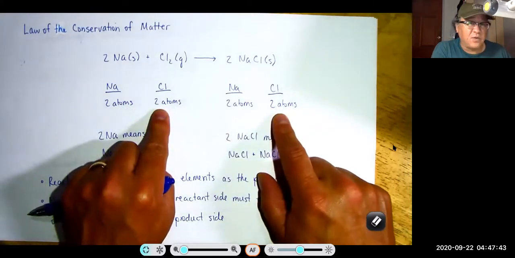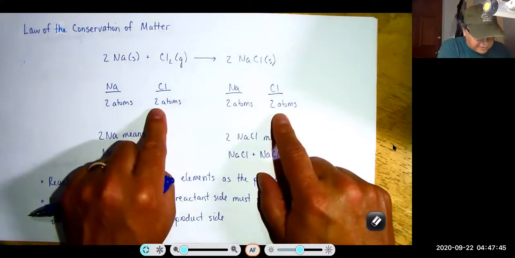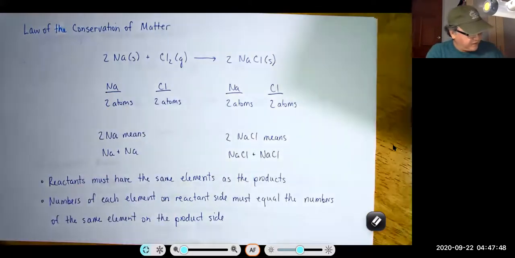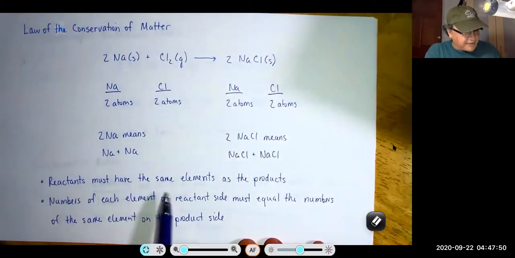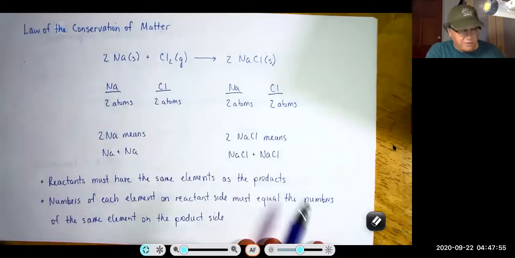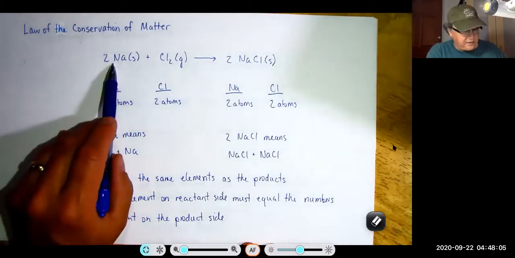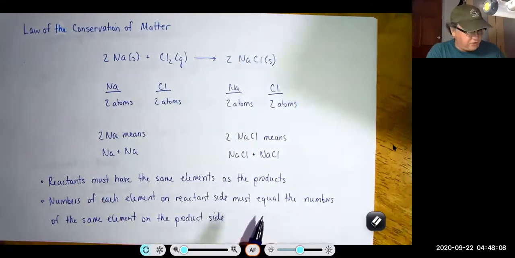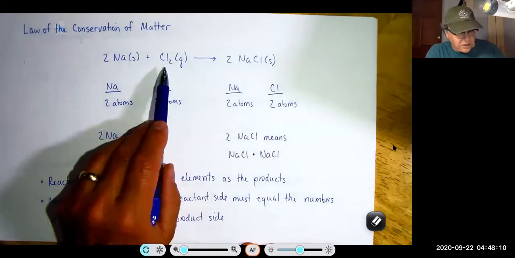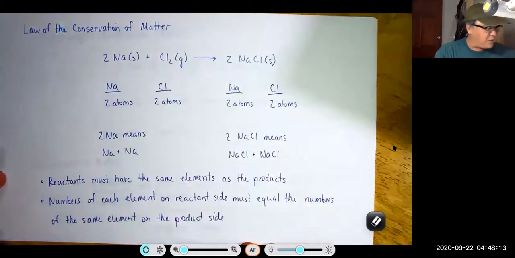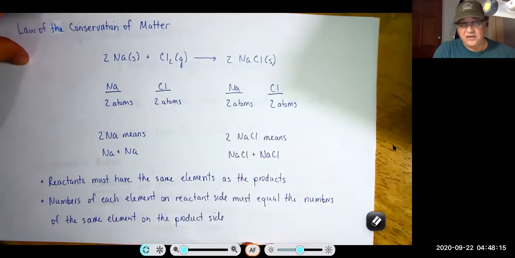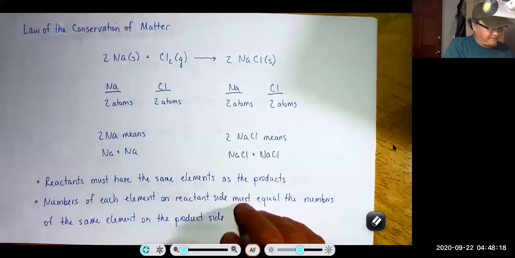And we want to compare the right element with the right element, okay? So the reactants must have the same elements as the products when we're balancing. The reactants have the elements sodium and chlorine. The products have the elements sodium and chlorine. The numbers of each element on the reactant side must equal the numbers of the same element on the product side. 2 sodiums on the reactant side, 2 sodiums on the product side. 2 chlorines on the reactant side, 2 chlorines on the product side. And we don't really care whether these are ions or not. We just care about the atom itself.